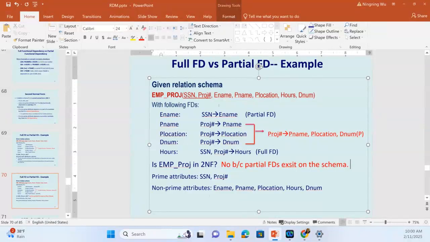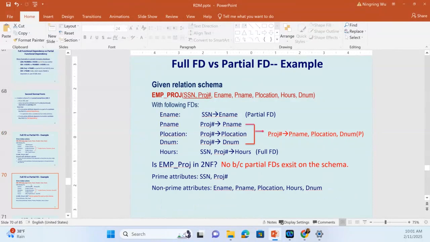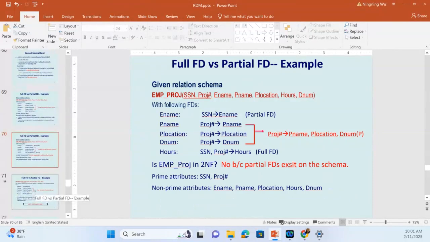So according to our discussion, since there are some functional dependencies that are partial in terms of the primary key, this relation schema is not in 2NF. So the highest normal form this relation schema will be in is 1NF, based on the assumption that each attribute is atomic. Okay? Questions?